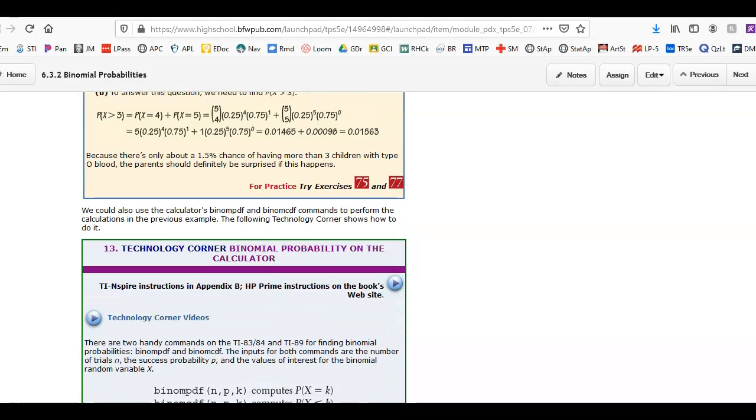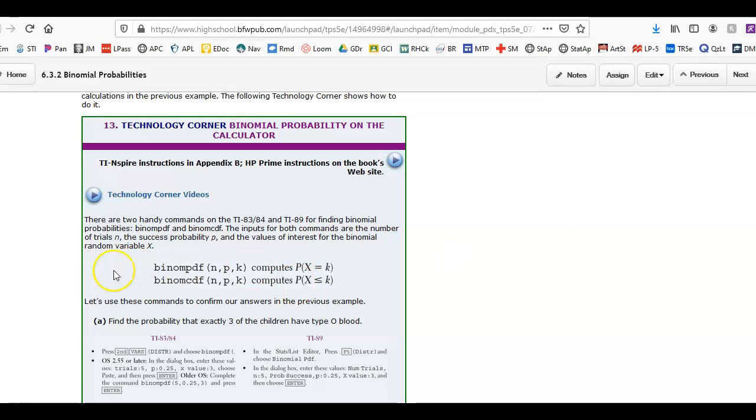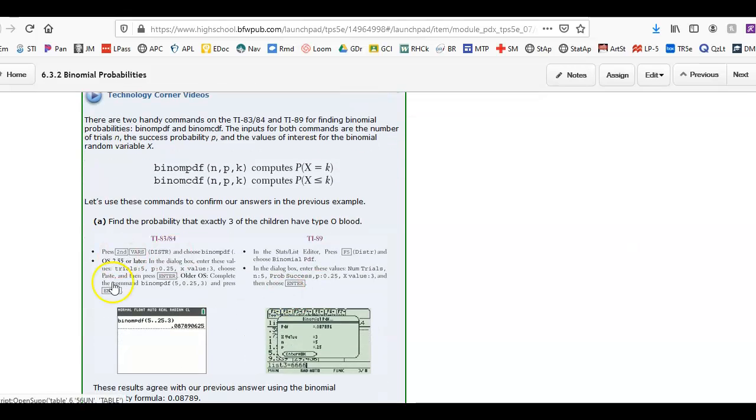There are shortcuts we can use in the calculator instead of having to use that formula. So let's go over those now. It's going to be under the same menu where you find normal distribution, normal CDF and inverse norm. It's going to be binomial PDF and CDF. Now this is extremely important. PDF is going to calculate the probability of an exact number of successes. So the probability of exactly 3 children having type O blood, you'll see binomial PDF, 5 is the number of trials, n equals 5, p equals 0.25, k, or the number of successes, is 3. And that's going to give you that probability.